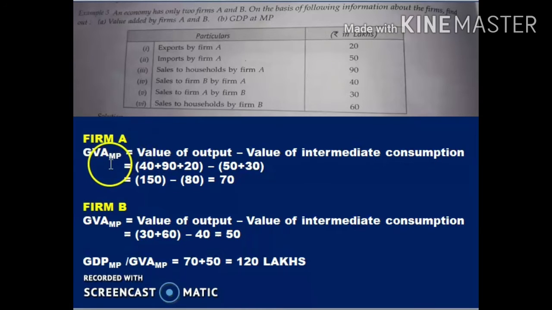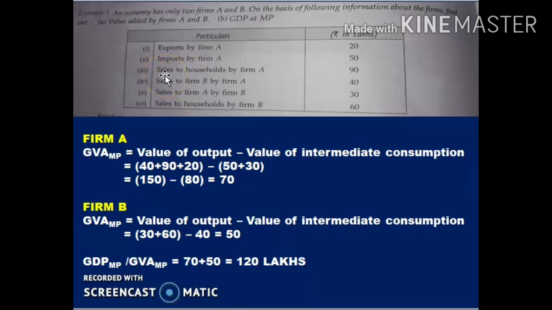So next, GVA MP is equal to value of output minus value of intermediate consumption. So what is value of output? You studied earlier that sales plus exports come under value of output. So here you have to find the sales.